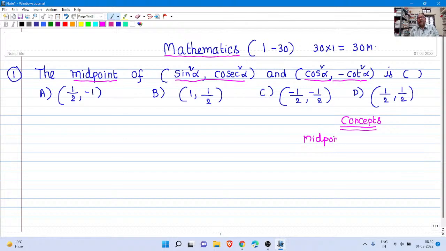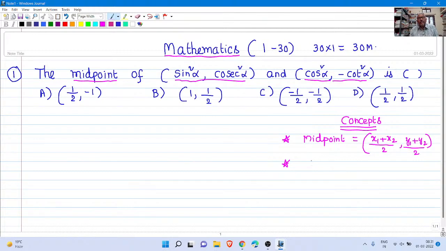What is the midpoint formula? It is x1 plus x2 upon 2, that is nothing but the average, the mean of the x coordinates, and y1 plus y2 upon 2. This is also the mean of the y coordinates. So first we need to make use of this concept. As far as the problem is concerned, the academic standard is connection problem.